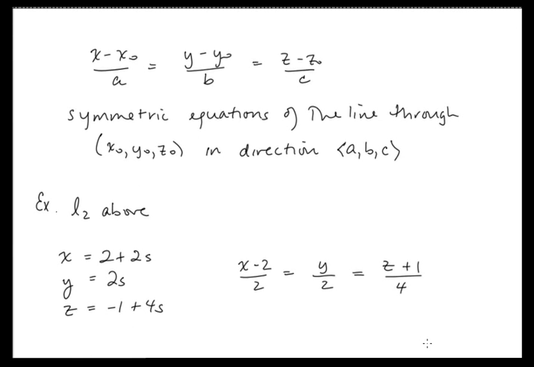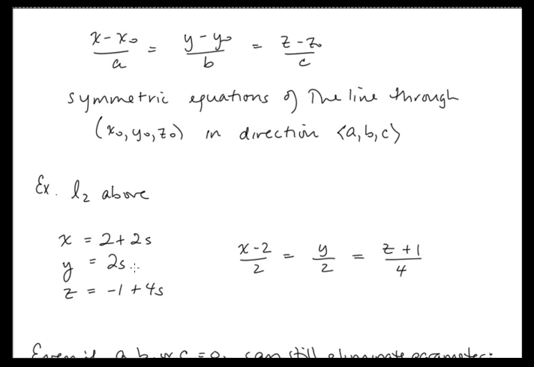So for example, line 2 that we were just looking at, its parametric equations look like this. We can change that over to symmetric equations by doing (x minus 2) divided by 2, (y minus 0) divided by 2, (z plus 1) divided by 4. So (x minus 2) over 2 equals y over 2 is equal to (z plus 1) over 4. And those are the symmetric equations for the same line, just another way to represent it.